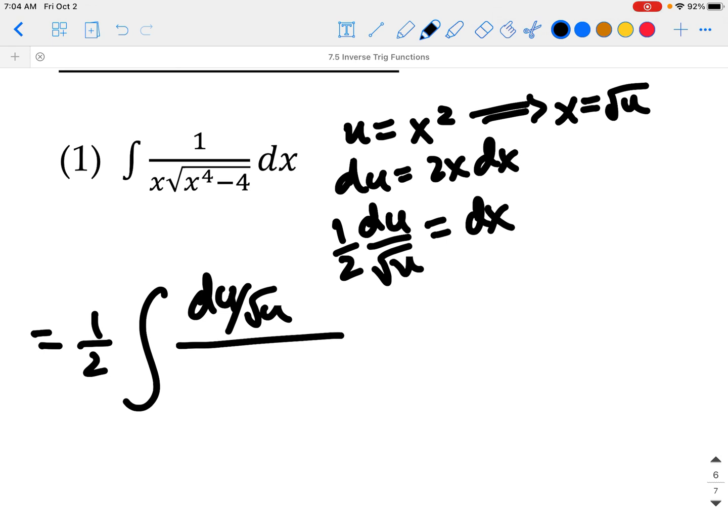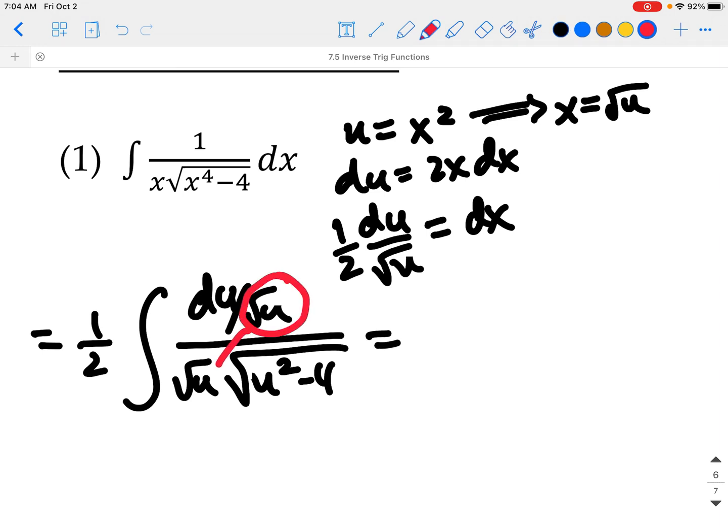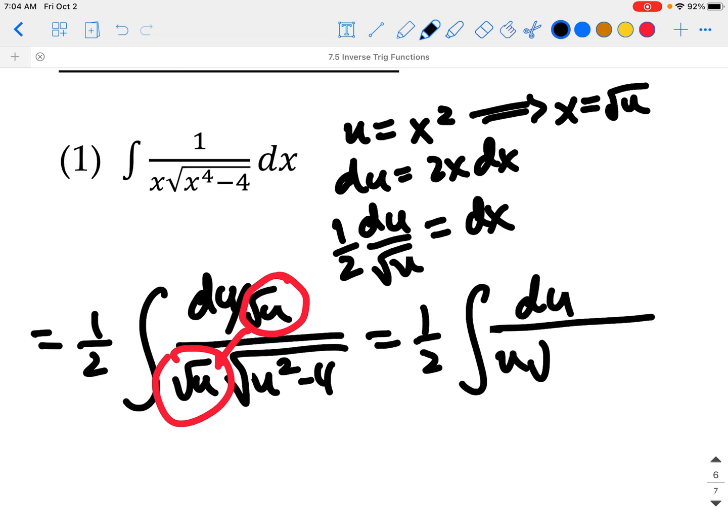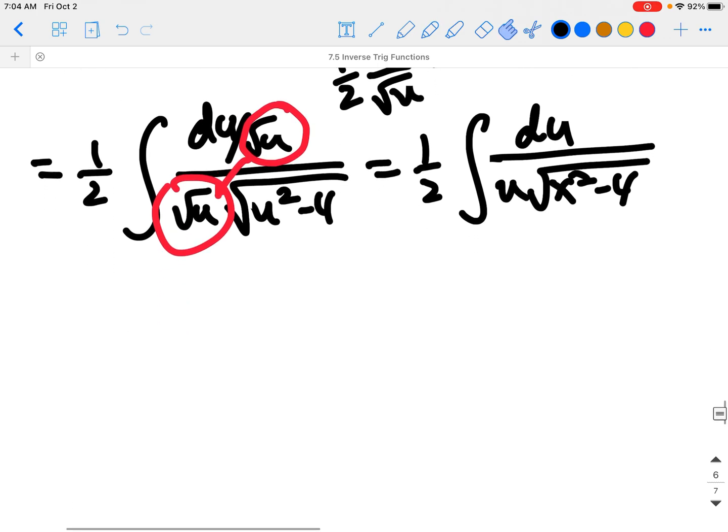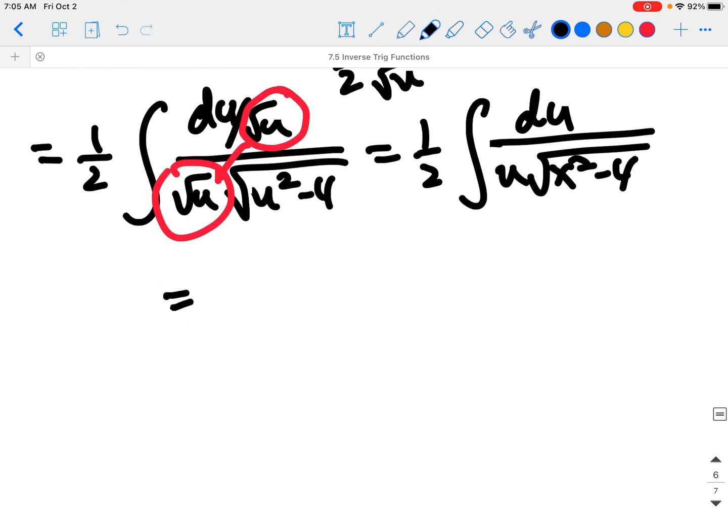So du over rad u is going to replace dx. The x is just going to become rad u. And then we'll have the square root of u squared minus 4. So then clearly we can see that this rad u is going to go into the denominator with this rad u and simply become u. So we'll have the integral of du over u rad u squared minus 4. And there is our familiar arcsecant form.